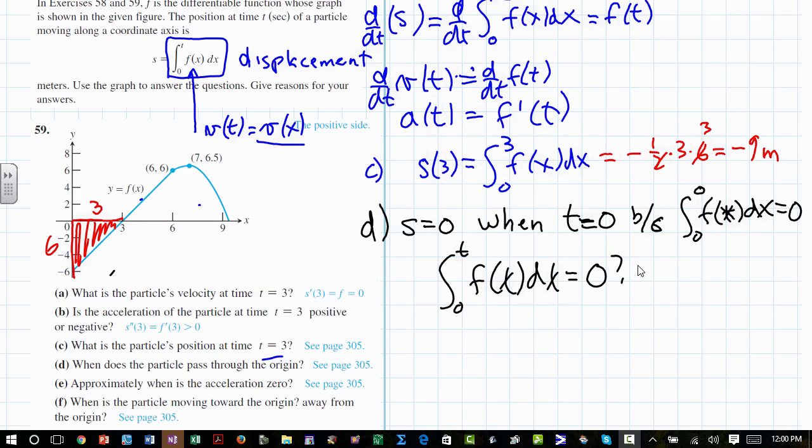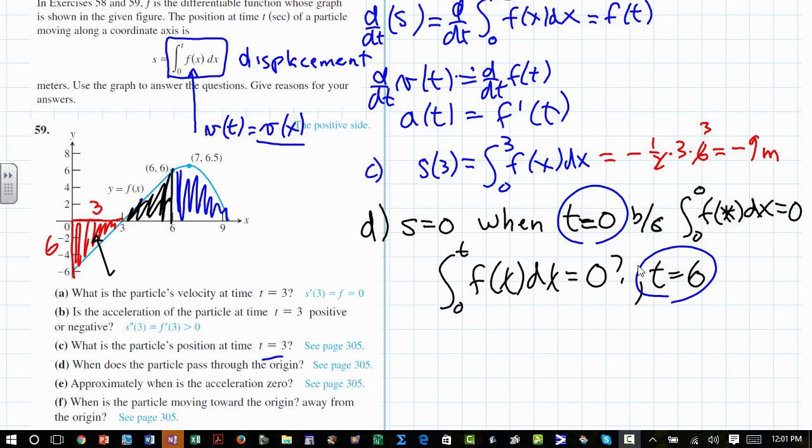Well, I see a negative area here, and a positive area there of the same amount. I would say that at t equals 6, the displacement is going to be 0 again. And then if we continue on, all of the area just keeps on getting more positive. It never goes back to 0. So I'd say that only at t equals 0 and t equals 6 does the particle go through the origin.